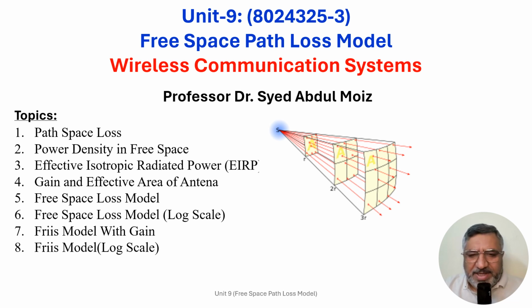propagation. In this unit, we will discuss firstly the path loss model, then power density in free space, then effective isotropic radiated power, and the relation between gain and effective area of antenna. Then we discuss the free space model, and the free space model in logarithmic scale. And finally, we discuss the Friis model with gain and then the Friis model with log scale.